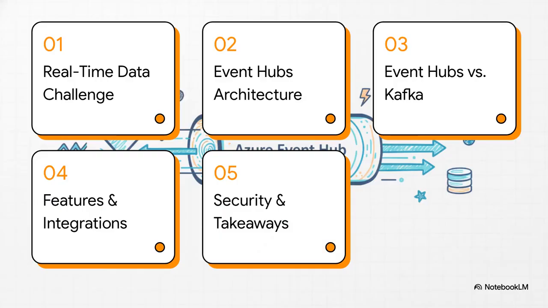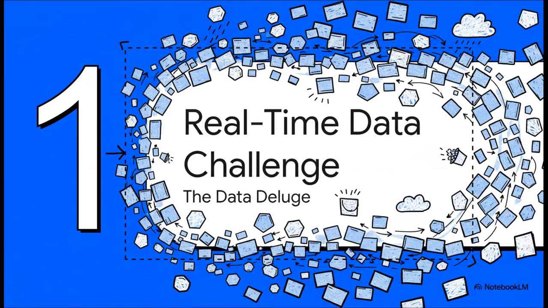In this explainer, we're going to kick things off by unpacking that real-time data challenge. Then we'll dive right inside the Event Hub's architecture, put it head-to-head with Apache Kafka, check out its awesome features, and wrap it all up with security and the key takeaways. All right, let's jump right in.